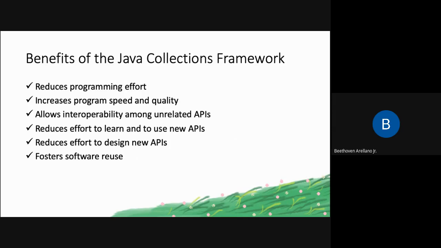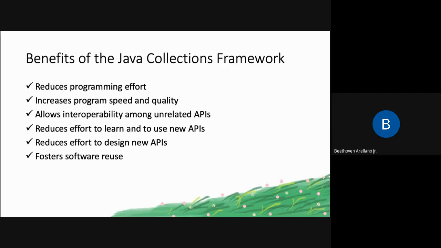Benefits of the Java Collections Framework include the following: reduces programming effort, increases program speed and quality, allows interoperability among unrelated APIs, reduces effort to learn and to use new APIs, reduces effort to design new APIs, and fosters software reuse. The Java Collections Framework standardizes the way in which groups of objects are handled by your programs. Collections were not part of the original release, but they were added by J2SE 1.2.